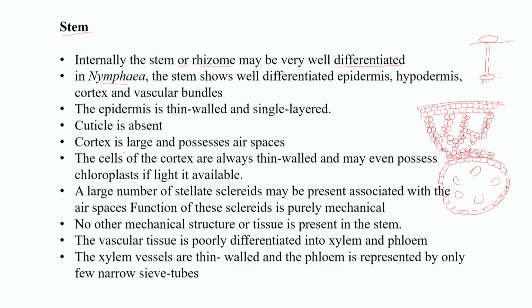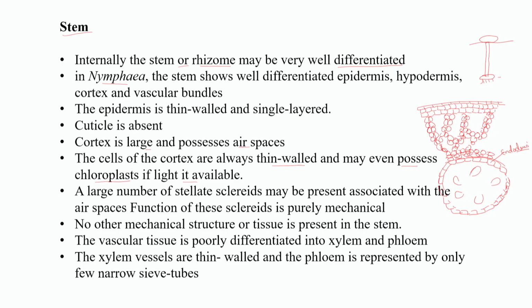Now the cortex will be large and possess air spaces. This is endodermis. The cells of the cortex will definitely be thin walled, and they will also contain chloroplast. See, many of the stems in the hydrophytes are green in color, so they perform photosynthesis. So definitely they will have chloroplast. If light is available, they will also perform photosynthesis.